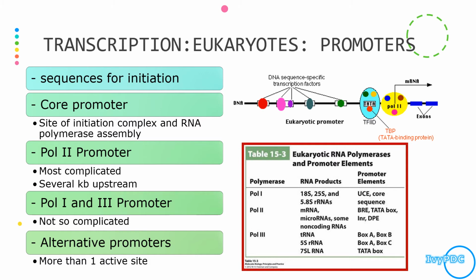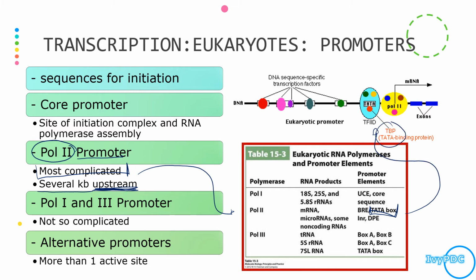There are different promoters for the three different types of RNA polymerase. So the promoter of polymerase 2 is considered the most complicated, as it can be seen several kb upstream of the gene that should be transcribed. It also has the TATA box promoter, where the TATA binding protein would attach or would start the initiation process for the initiation complex.